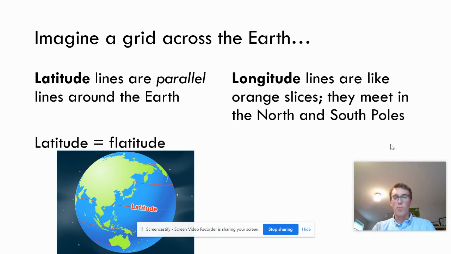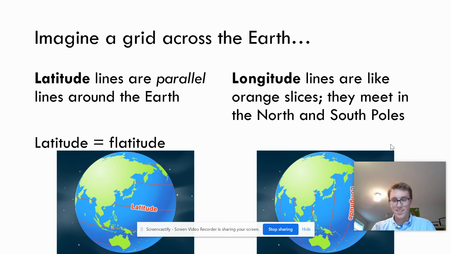Longitudinal lines are more like orange slices. So they originate and end at the poles. At the poles, they're very close together, but then when they're farthest apart, right in the middle at the equator, they come out and they create kind of a wedge type slice. Again, as if you were cutting up an orange, you can pull out slices.